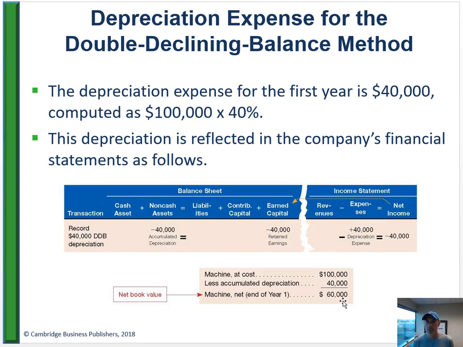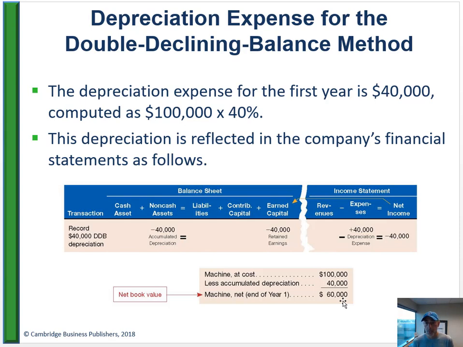And now you can begin to see the difference between straight line and double declining balance, where straight line kept that depreciation expense constant throughout the depreciation period. Double declining balance is going to begin with a very high depreciation expense in year 1. Year 2 is going to be somewhat less. Year 3 is going to be somewhat less. And year 4 is going to be somewhat less. It declines significantly over time.